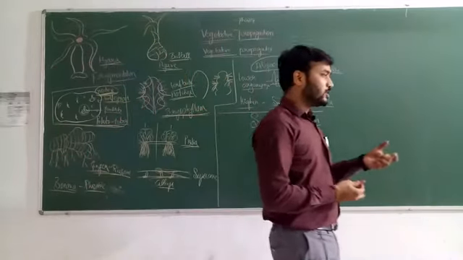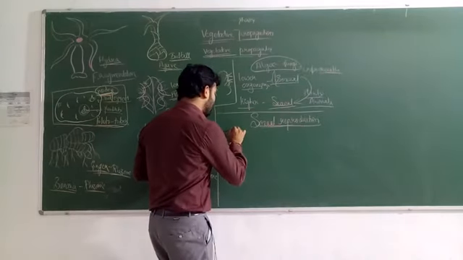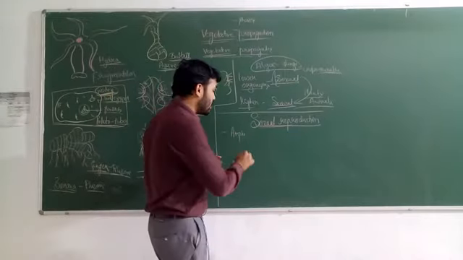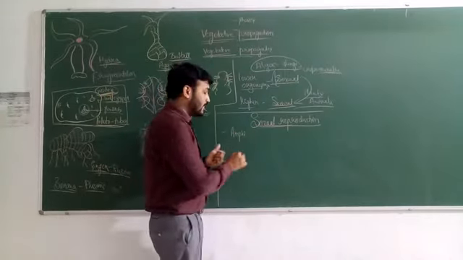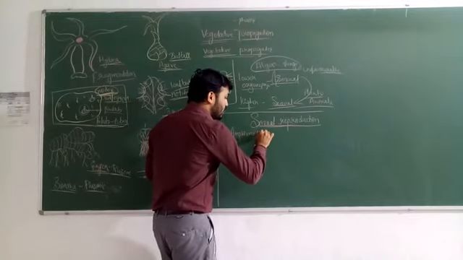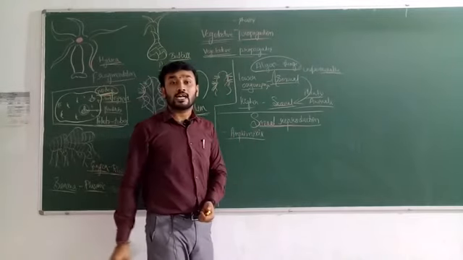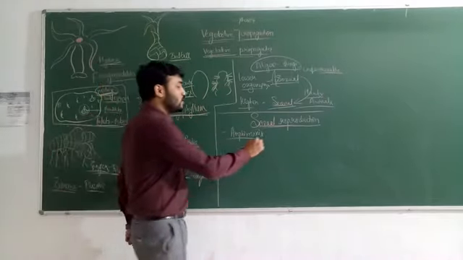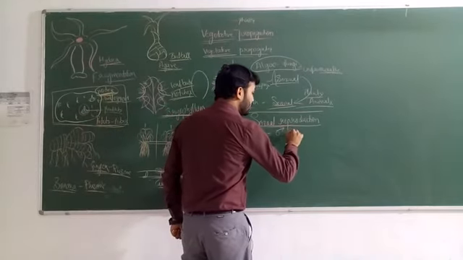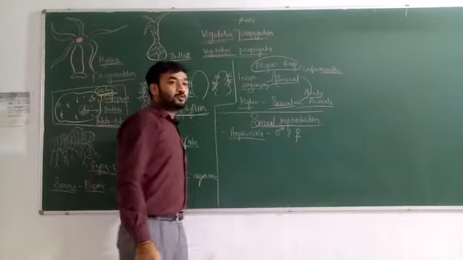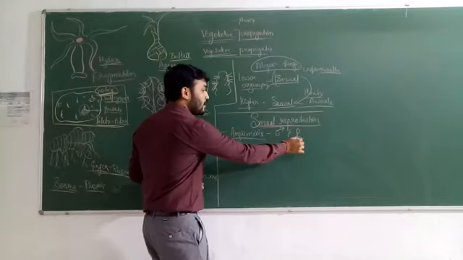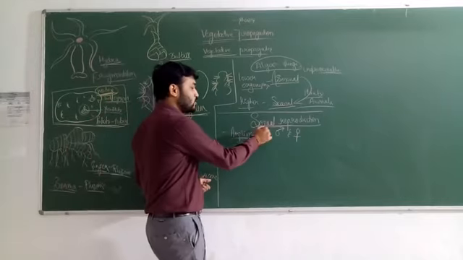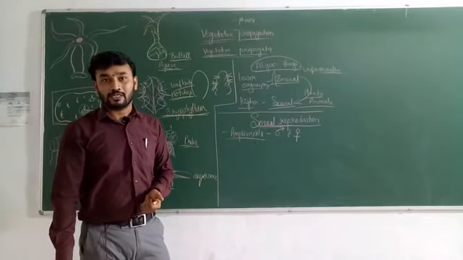So sexual reproduction is nothing but, as I said, the fusion of gametes. What are those gametes? Male and female gametes. So here there is an involvement of two, that is amphimixis, fusion. So sexual reproduction can also be known as amphimixis. Amphimixis is nothing but the fusion of male and female gametes. The process in which male and female gametes fuse is called fertilization, or amphimixis. That's why we can also call sexual reproduction the amphimixis process.